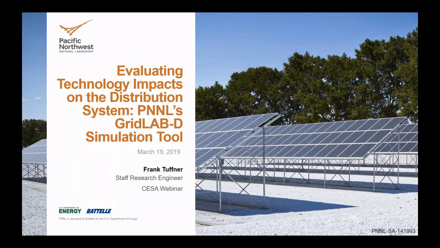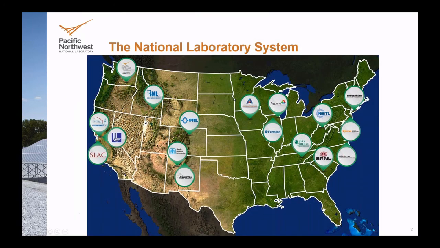It has components that have been contributed by universities and other Department of Energy national labs. So if you're not familiar with the National Laboratory System, the Department of Energy operates 17 national labs scattered throughout the country. A lot of them have different areas of expertise or different specialties. Pacific Northwest National Lab is located up in Washington State. Our main campus is in Richland, Washington, in the southeast corner of the state.